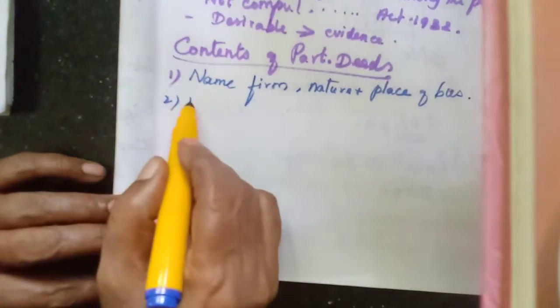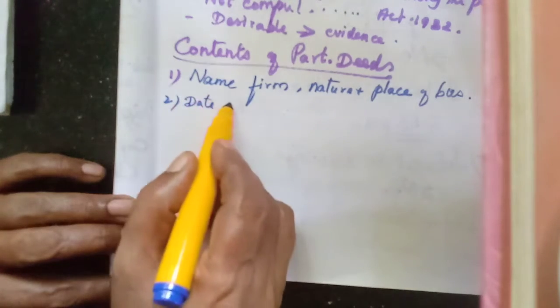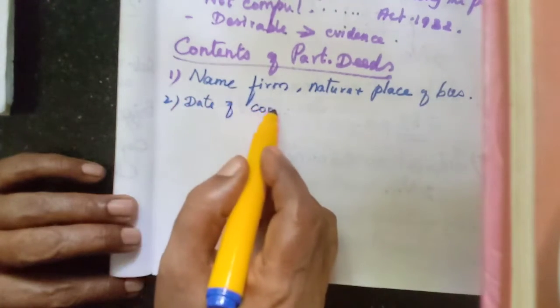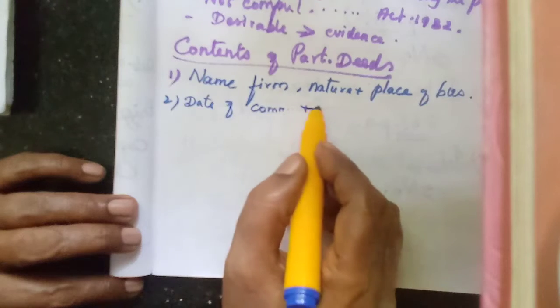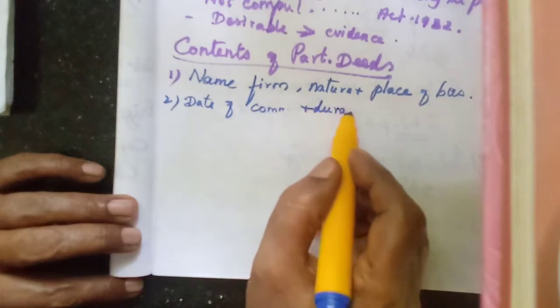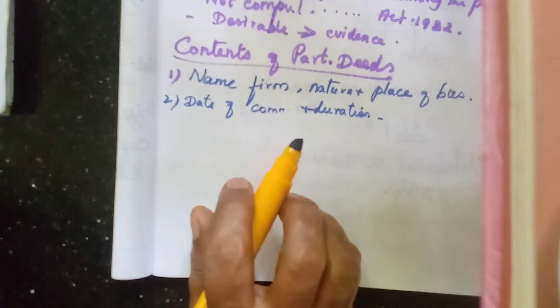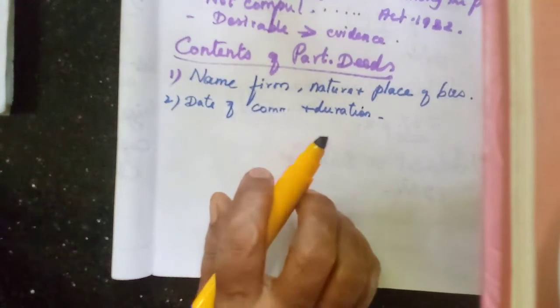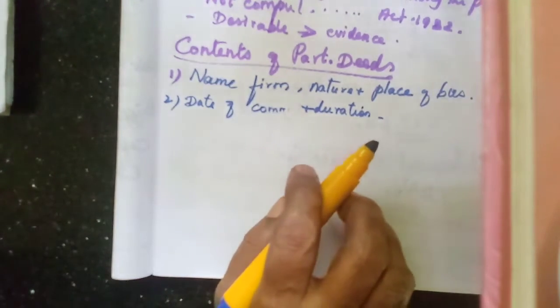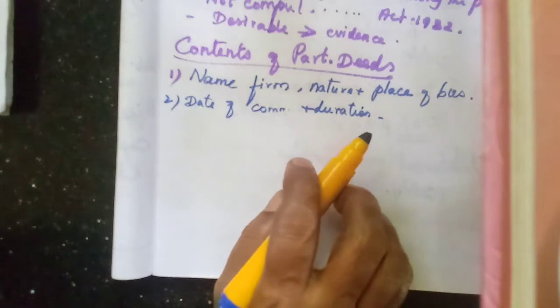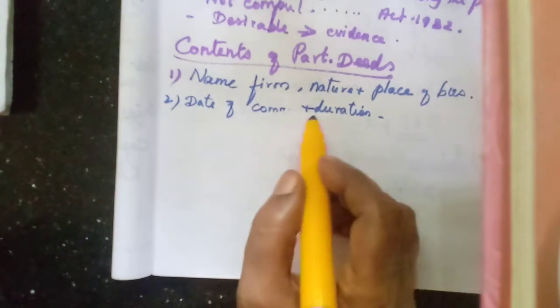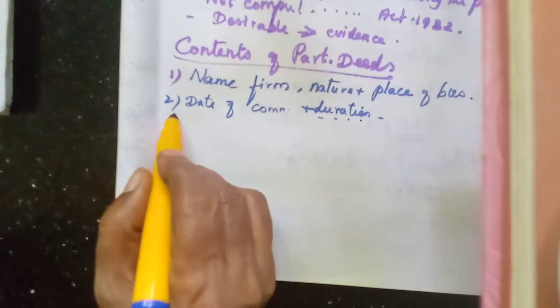Then when they are starting, the date of commencement of the business and its duration: when they have started and for how many years it will be running. If it is an agreement for doing a particular job, then that job will come to an end after 5 years, so they can mention the duration.